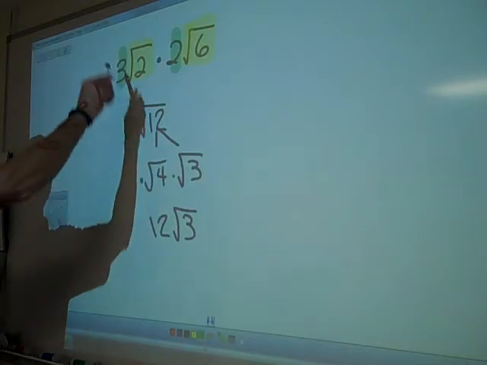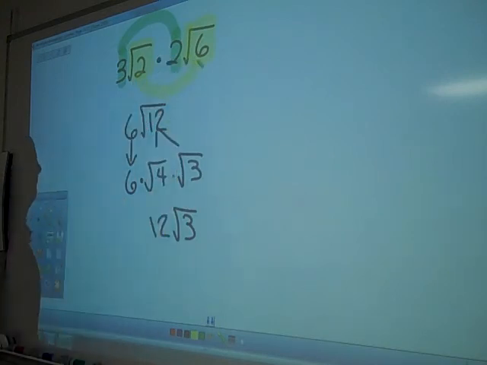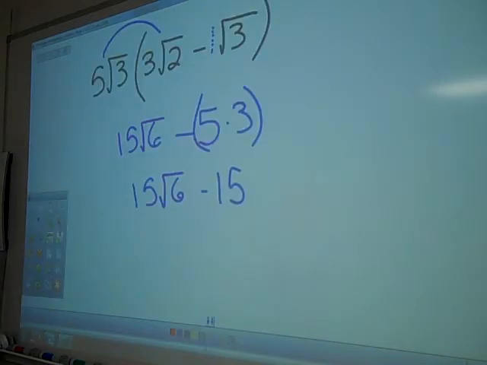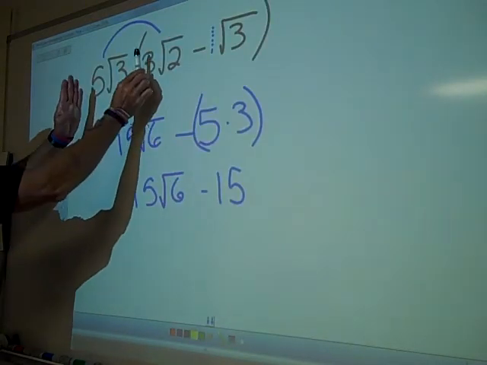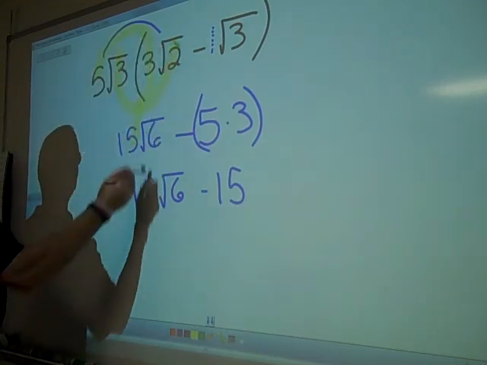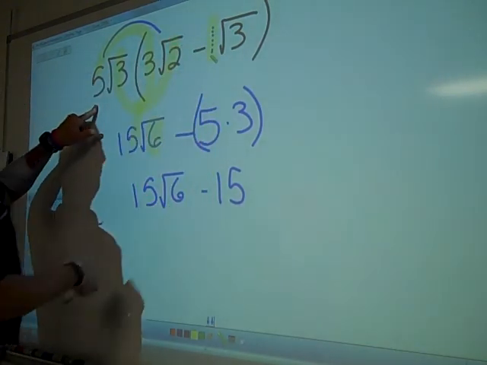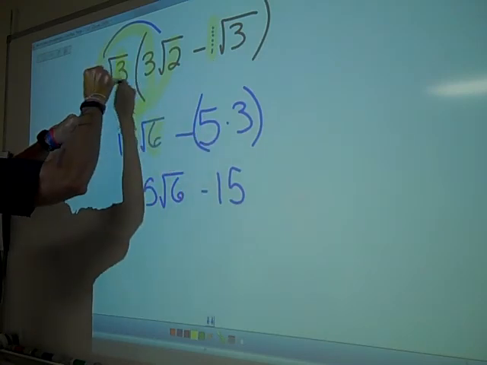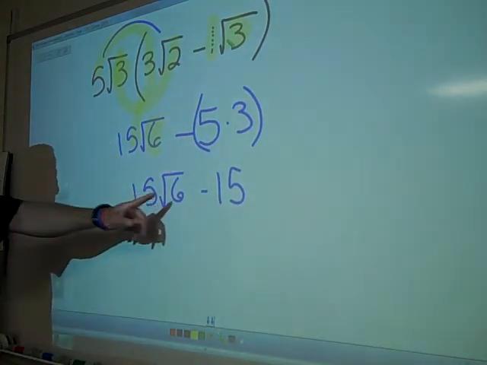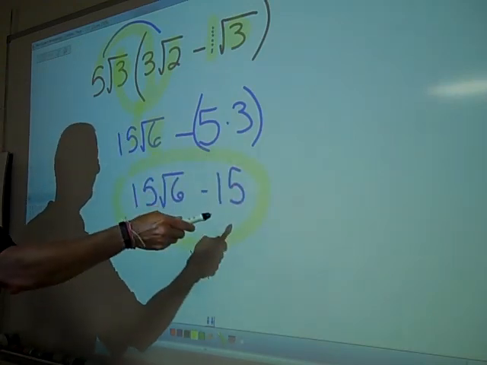Here, multiply your coefficients, multiply your radicals, and then break down the radicand, multiply. Next one. Again, coefficient times coefficient, 15. Square root 3, multiply by square root 2, square root 6. Coefficient of 5 times coefficient of negative 1, negative 5. Radical 3, multiply by radical 3 is 3. Multiply these two, 15. Square root 6 minus 15. Can we combine anything here? No.